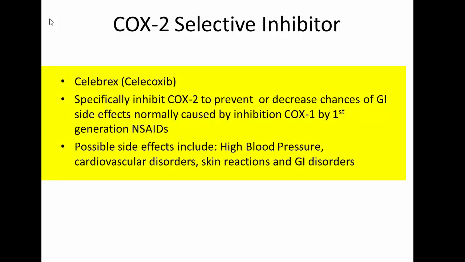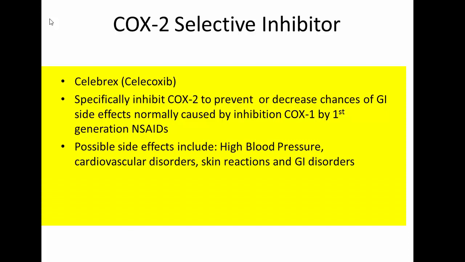Specifically inhibit COX-2 to prevent or decrease chances of GI side effects normally caused by inhibition of COX-1 by first generation NSAIDs. Possible side effects include high blood pressure, cardiovascular disorders, skin reactions and GI disorders.